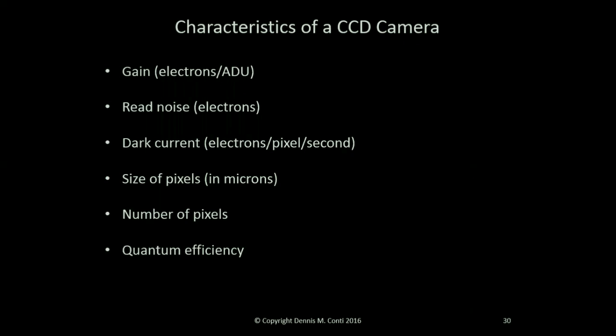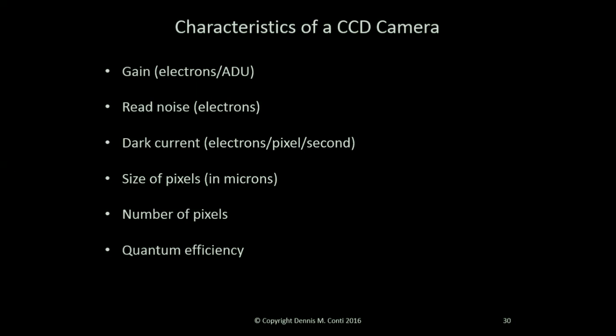So let's take a look at some of the characteristics of the CCD camera itself. If you recall, we said that electrons are converted to digital counts. The term gain refers to the ratio of electrons to ADUs. So if one has a certain number of ADUs, one can multiply the gain by that count to get the number of electrons that those ADU counts represent.